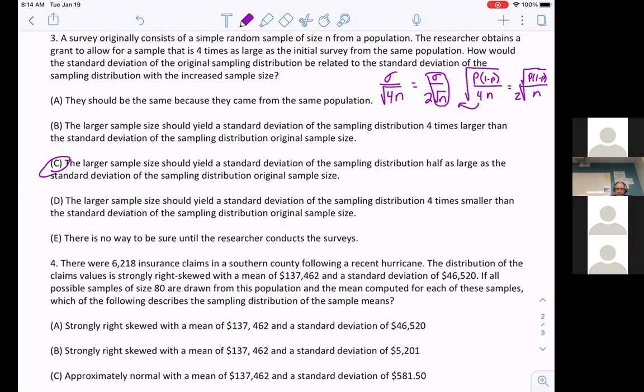4. There were 6,218 insurance claims in a southern county following a recent hurricane. The distribution of the claims is strongly skewed to the right, with a mean of 137 and a standard deviation of 46. If all possible samples of size 80 are drawn from the population and a mean computed for each of these samples, which of the following describes the sampling distribution. So again, we have to remember what we're describing here.